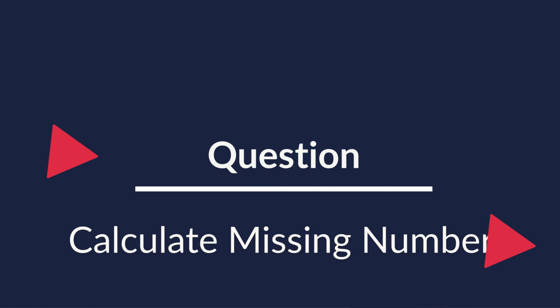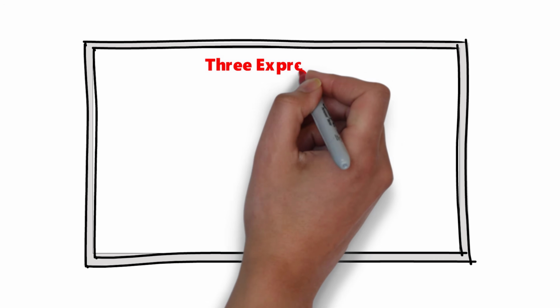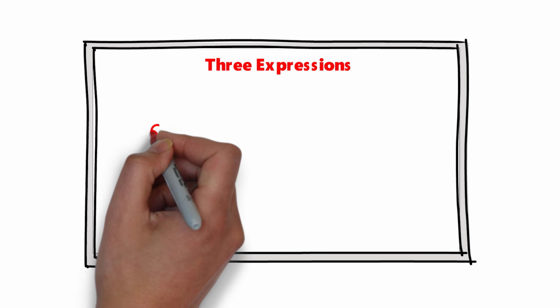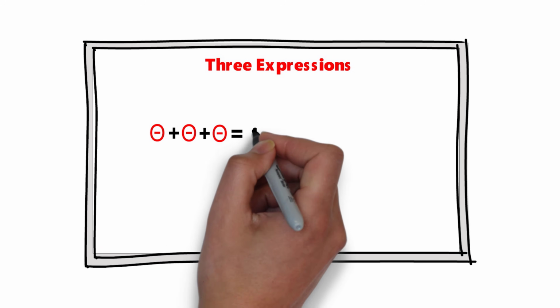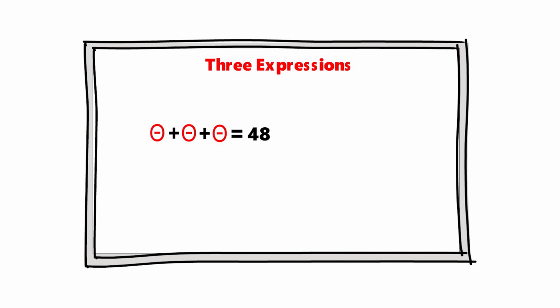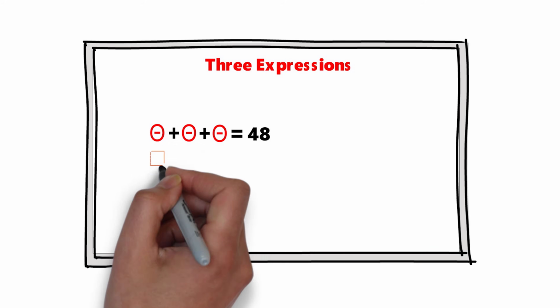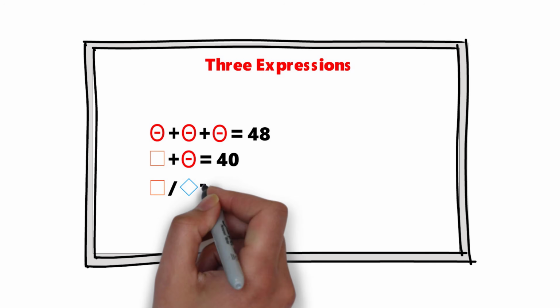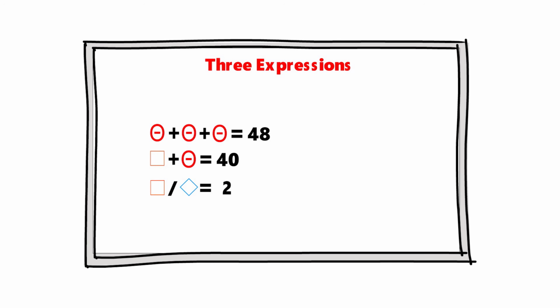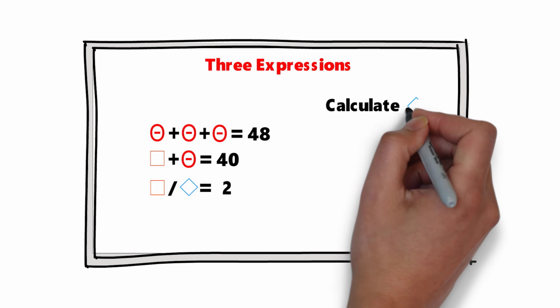Here's the cool question which is frequently used in a test. You're presented with 3 expressions. Circle with the dot inside plus another circle equals 48. In the second expression, you add square plus circle and the result equals 40. And in the third expression, you divide square by the diamond and the result is equal to 2. So you need to calculate the diamond.